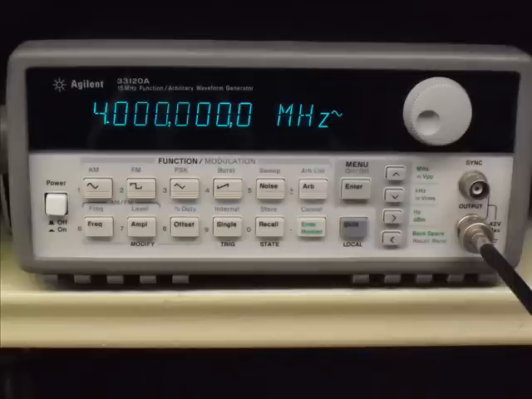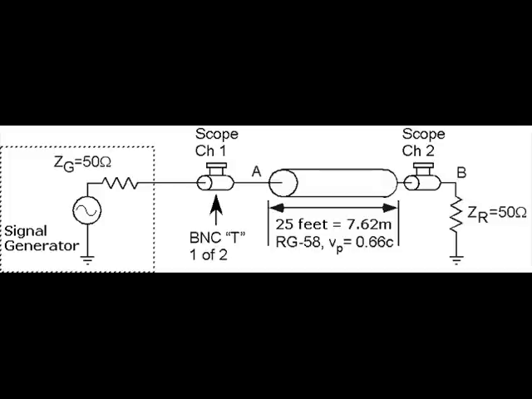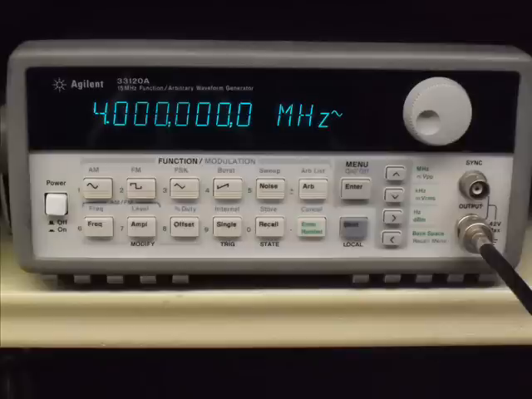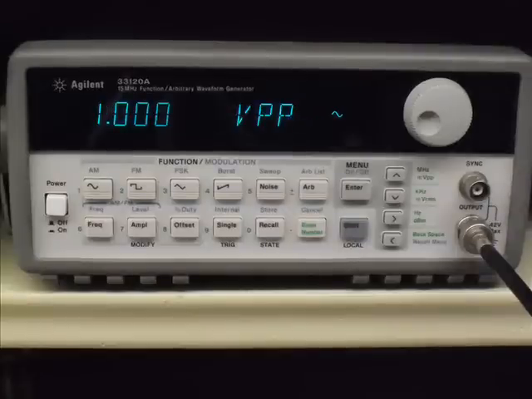A signal generator will provide the signal to be measured, with channel 1 on the oscilloscope measuring the signal which enters the cable, and channel 2 measuring the signal after it has traveled the 7.62 meters of the cable. A 50 ohm termination load is also used. As in the case of the sound test, any stimulus signal can be used, but a sine wave with an amplitude of 1 volt peak to peak is a typical test signal.